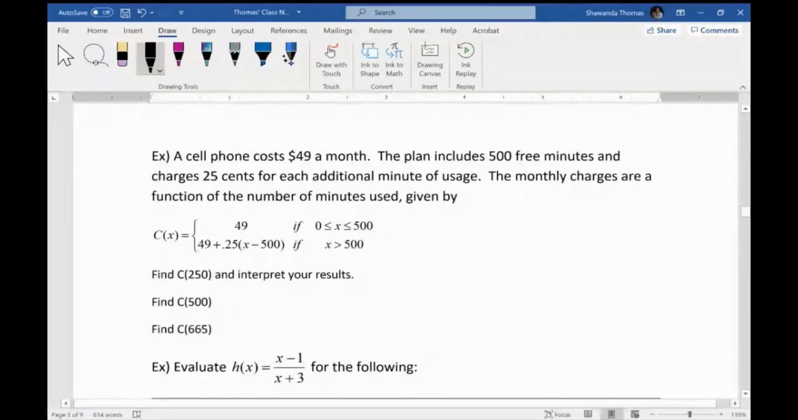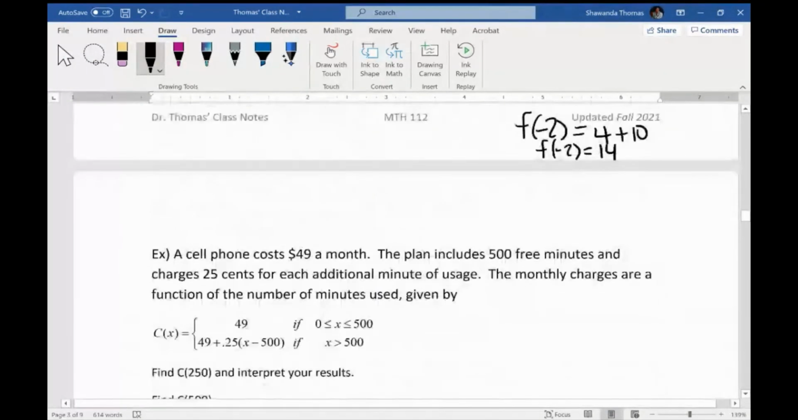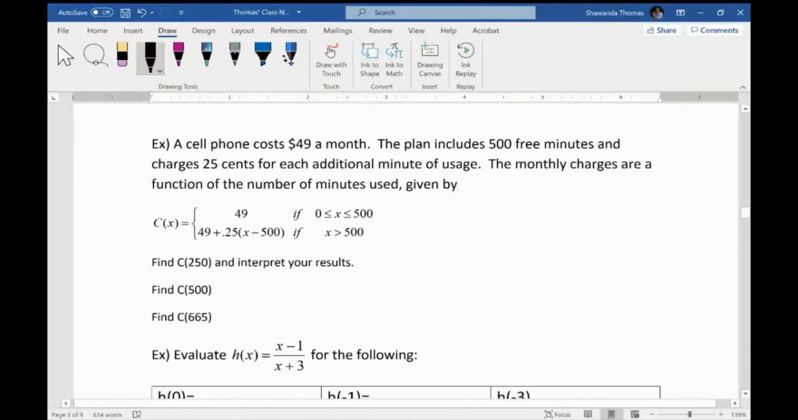All right, let's get to a cell phone costs $49 a month. And this is an old example. I don't know if they still have these plans for cell phones. A cell phone costs $49 a month. The plan includes 500 free minutes and charges 25 cents for each additional minute of usage. The monthly charges are a function of the number of minutes used, given by this function right here.